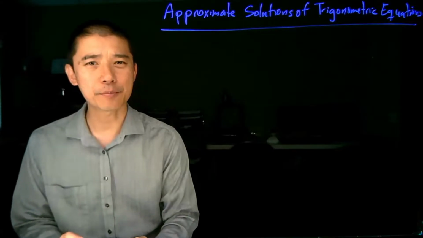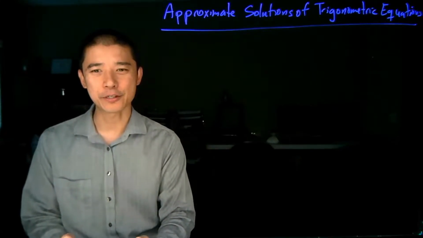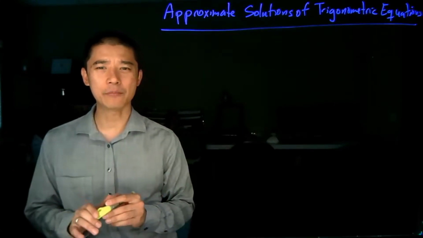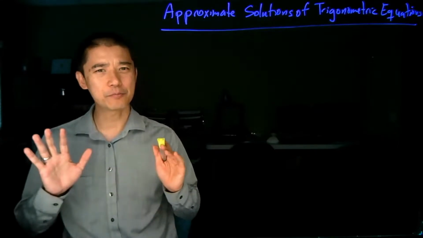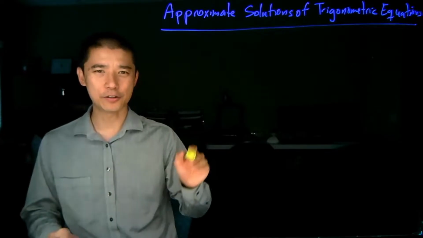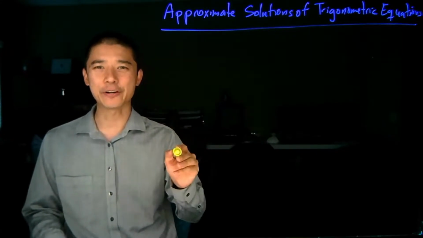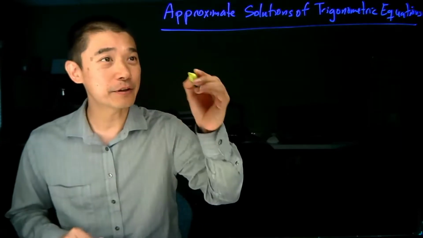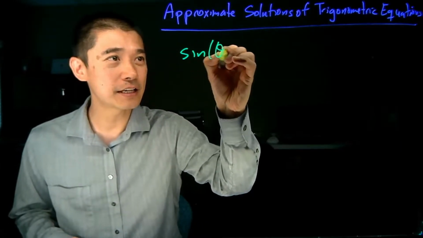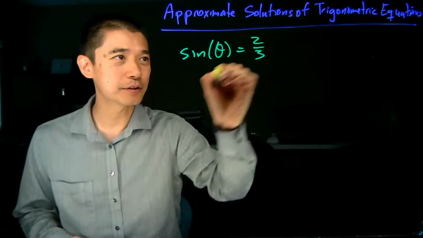We're now going to look at the approximate solutions to trigonometric equations. These are significantly more complicated because there are a lot more moving parts, especially when we're doing it in radians. And so the ideas you want to keep in mind are the unit circle diagram and reference angles. Those will guide you through the rest of the calculation. So we'll start off with sine of theta equals 2/3.